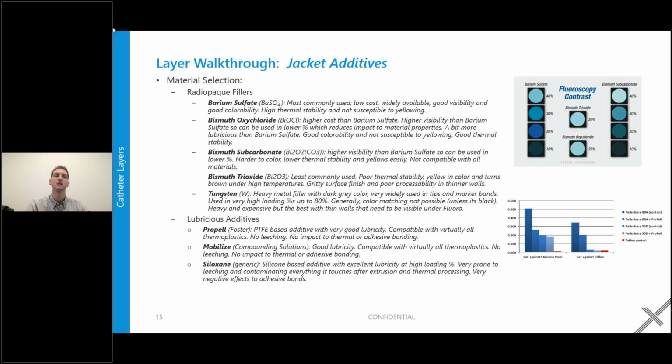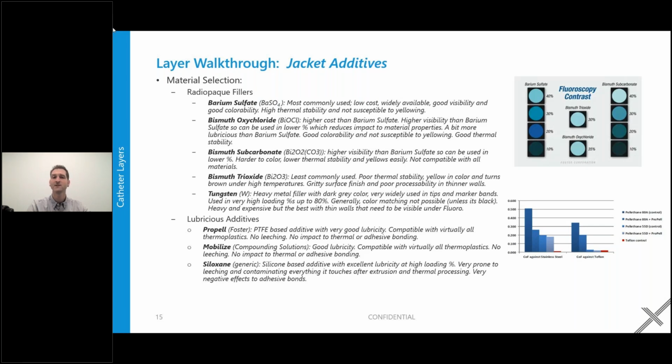The next one is bismuth oxychloride. Bismuth oxychloride is used quite a bit as well. It's good, easy to color, low yellowing, good thermal stability, so you can process it at a really broad range of processing temperatures and speeds. The nice thing about bismuth oxychloride is that it has higher visibility than barium sulfate. So you can put it into lower percent loading.